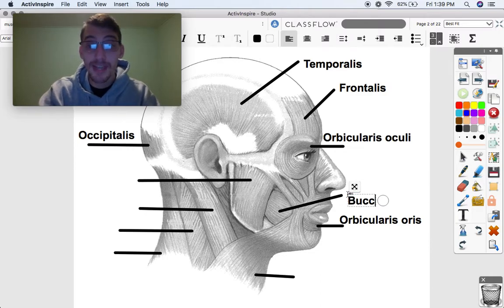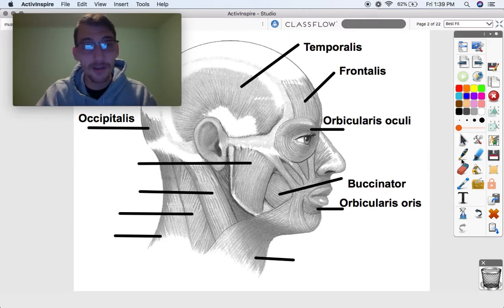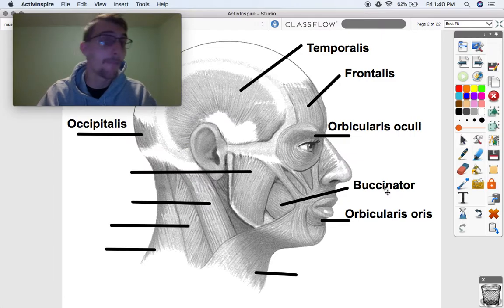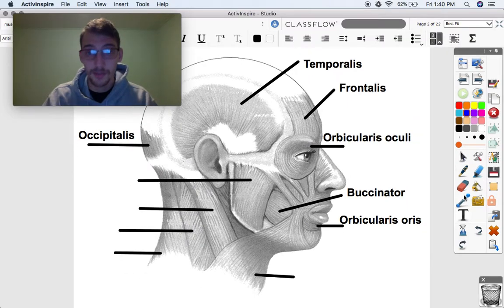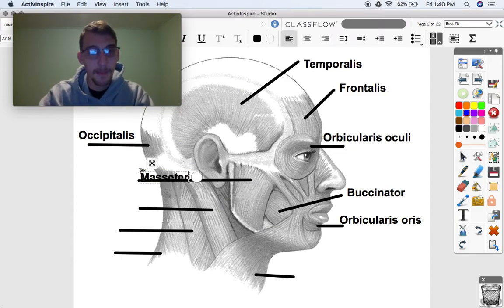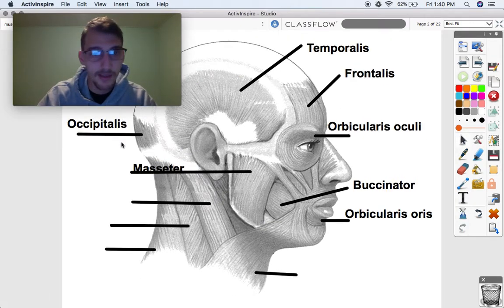It's called buccinator. If you remember your anatomical region for cheek, it's the buccal region. So the buccinator is one of the muscles that make up your cheeks. Another muscle that makes up your cheeks, back here a little bit, you can feel it flex when you depress and elevate your jaw. That's done by the masseter. So that muscle is called the masseter. It helps to elevate your jaw and depress your jaw.